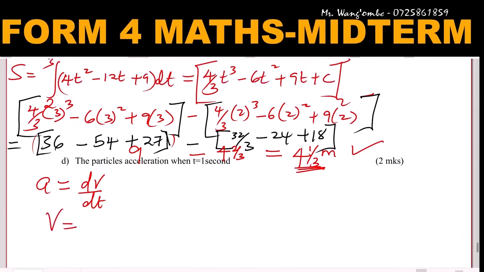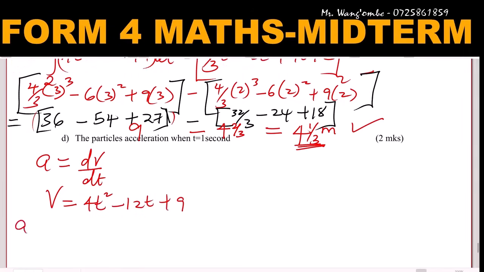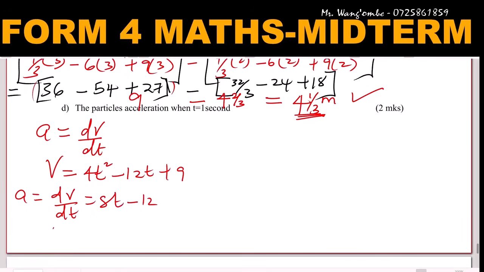Velocity is up there, 4t squared minus 12t plus 9. So now when you differentiate these, we get acceleration, dv over dt. That is what is going to give velocity. Now that is what is going to give acceleration. So this one is 4t squared. Differentiate that, you get 8t minus 12. So acceleration is equal to 8t subtract 12.